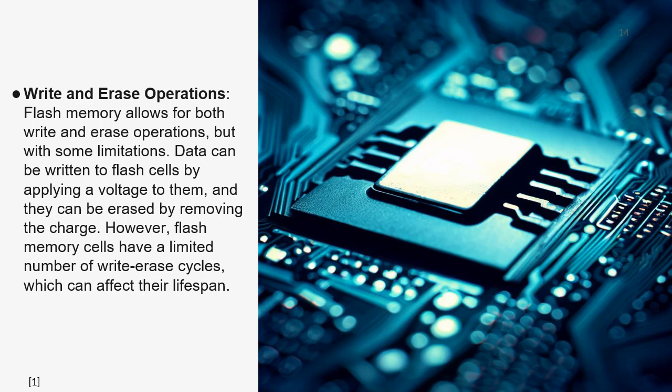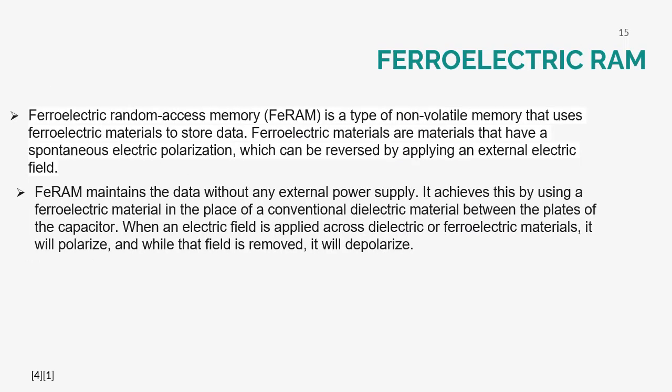These are the basic write and erase operations allowed in flash memory. Data can be written to flash cells by applying a voltage to them, and that can be erased by removing the charge. However, flash memory cells have a limited number of write-erase cycles, which can affect their lifespan.